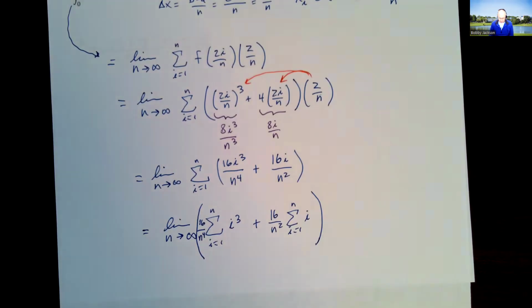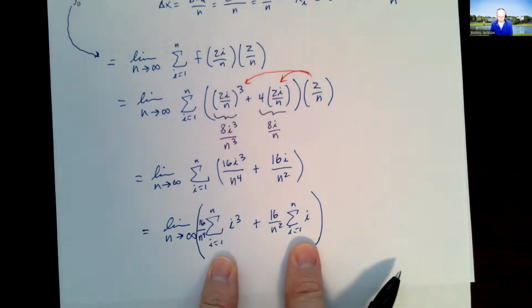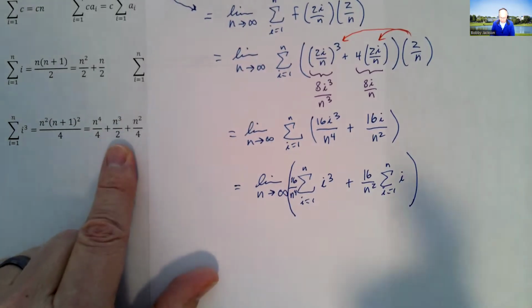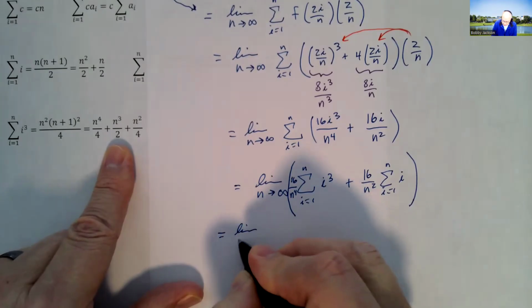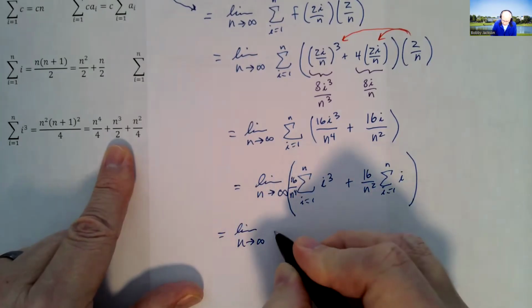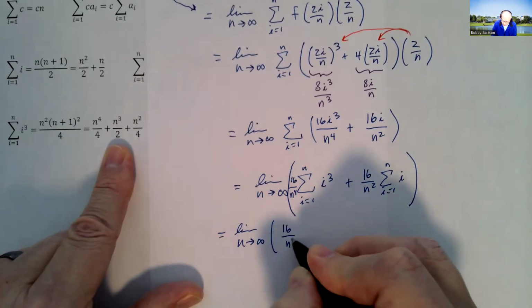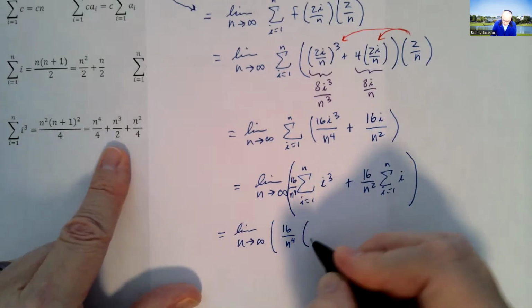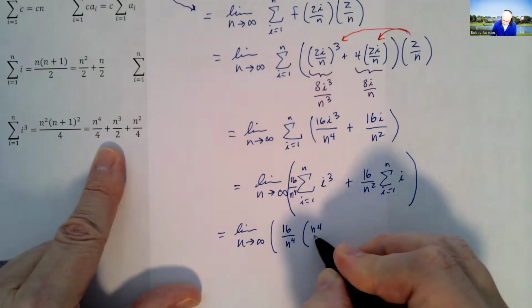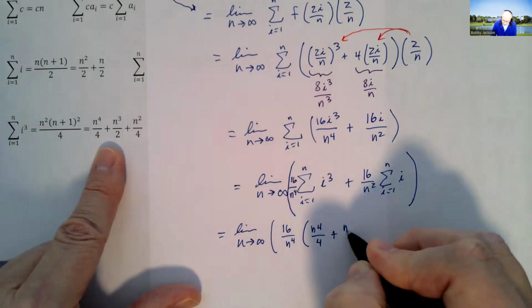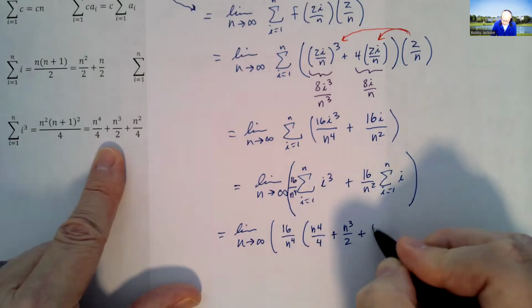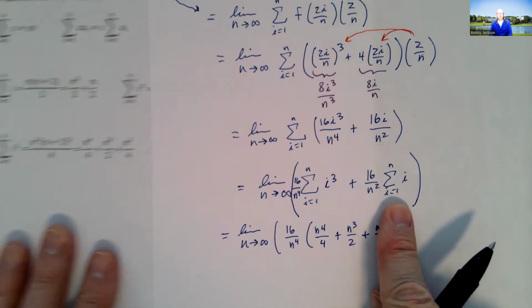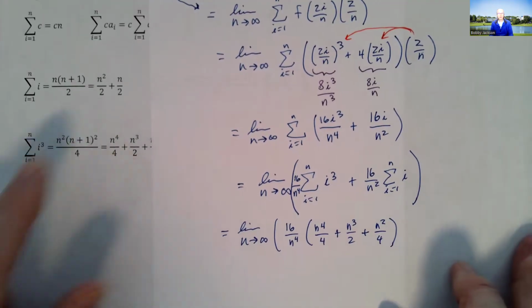So let's use our power sum formulas, right? So let's see, what is the sum of i cubed? We haven't used that one. Here's i cubed, it's this. So this becomes the limit as n goes to infinity, 16 over n to the fourth. Sorry, that was so small there. And then the summation i equals 1 to n of i cubed is this expanded fraction: n to the fourth over 4 plus n cubed over 2 plus n squared over 4. Okay. And then we did the i before. It's just n squared over 2 plus n over 2.